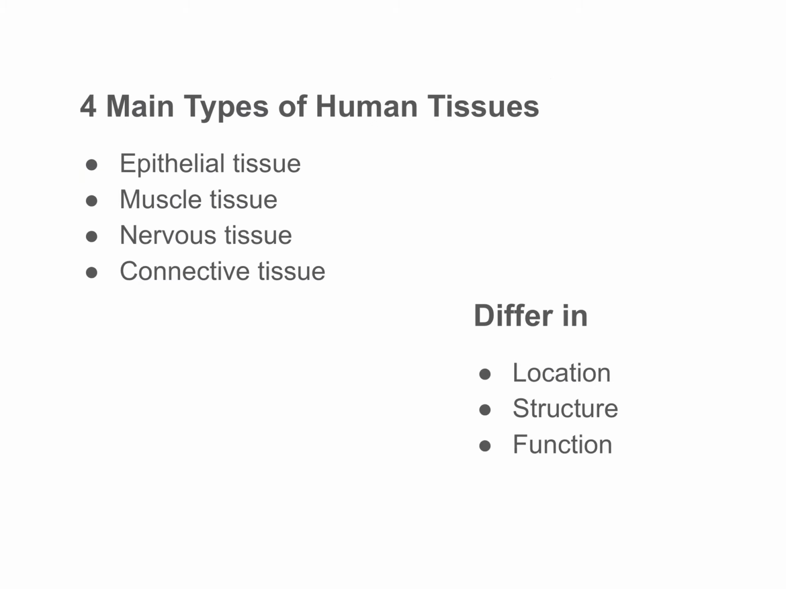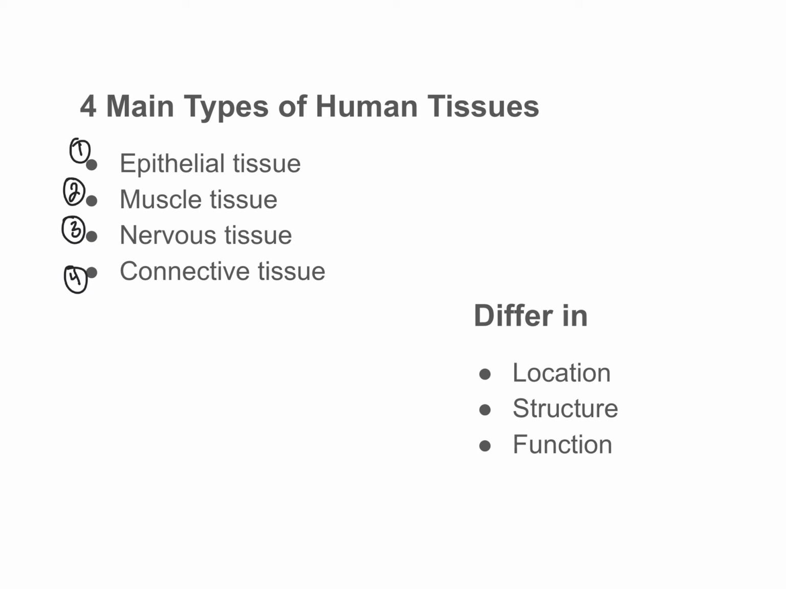There are four main types of tissues in the human body, and those four types are epithelial tissue, muscle tissue, nervous tissue, and connective tissue. There are additionally subtypes of these tissues. So we'll talk about some examples of the more specific types of tissues that can be put in these four main categories.